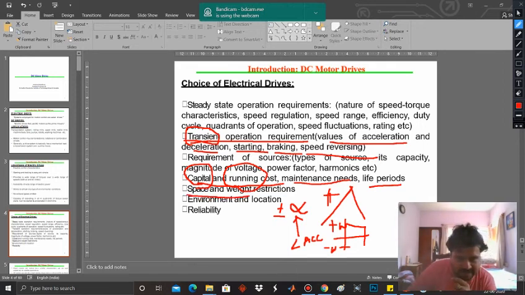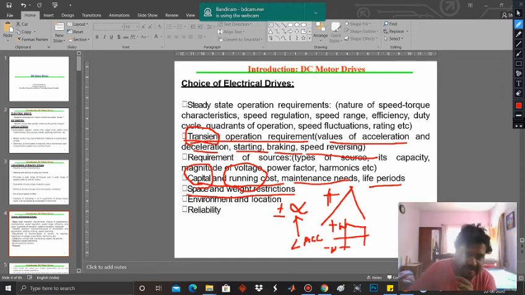Then space and weight restrictions. So you have to see what floor space area it is occupying, and if the mass of the system is very high, then you have to think whether you will be able to set up that system in that particular place. So you have to study these things again.